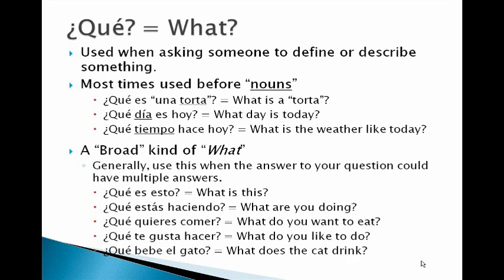Another example might be ¿Qué bebe el gato? What does the cat drink? Or what is the cat drinking?